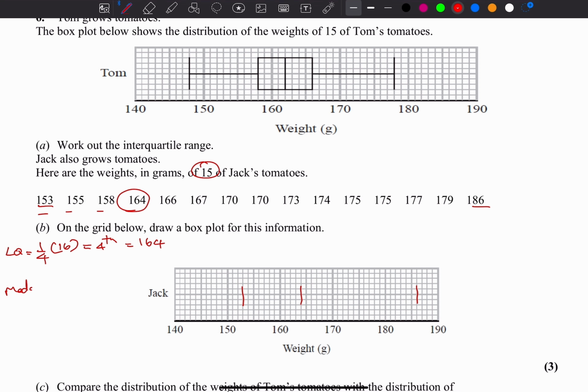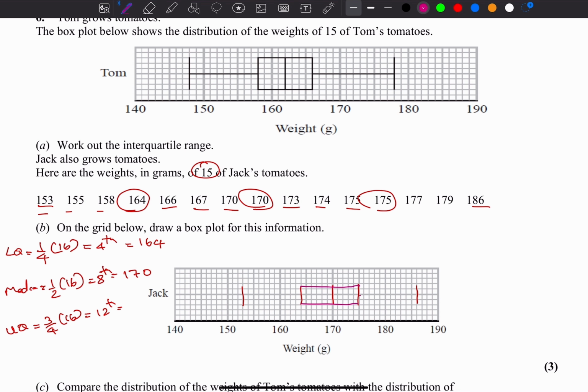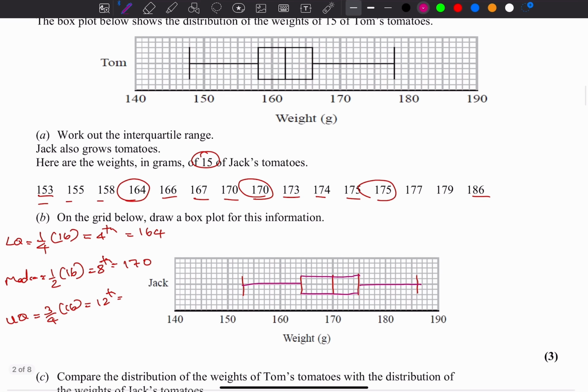Median formula, remember, median is easy. Half of n, which is 16 in this case. Eighth value. 4, 5, 6, 7, 8. 170. Okay, that's nice and easy. Upper quartile, UQ is 3/4 of n, which is 16, which makes it 12th value. 8, 9, 10, 11, 12, 175, which is here. So you will go draw the box plot. Simple as that. Okay, that's the part A.